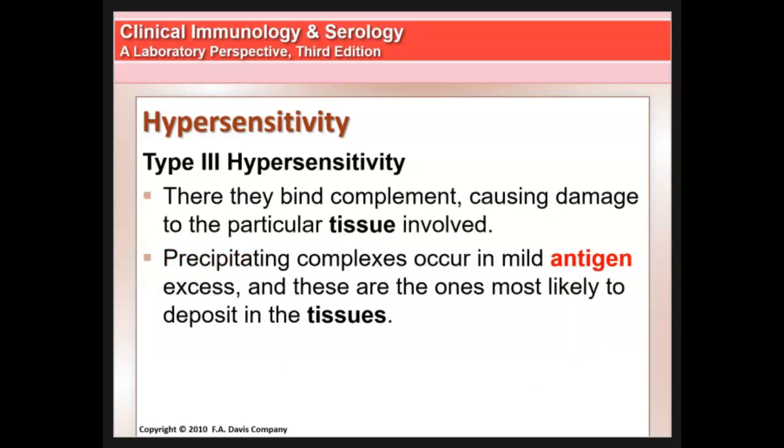If these complexes precipitate out in the tissue, they can bind complement, causing damage to that tissue involved. And precipitating complexes occur in mild antigen excess, and these are the ones that are most likely to deposit in the tissues.